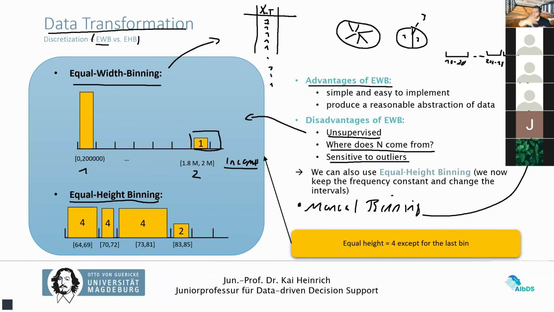So I start piling up 4. Then I'm going to create the next bin. I pile up 4. I'm going to do the next, I'm going to pile up 4. Right? So we can also use equal height binning. We now keep the frequency constant and change the intervals. But yeah, the disadvantage here is that this is, of course, not very good for explorative reasons, for interpretive reasons, right?